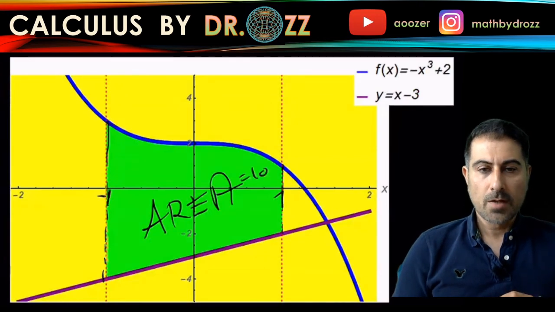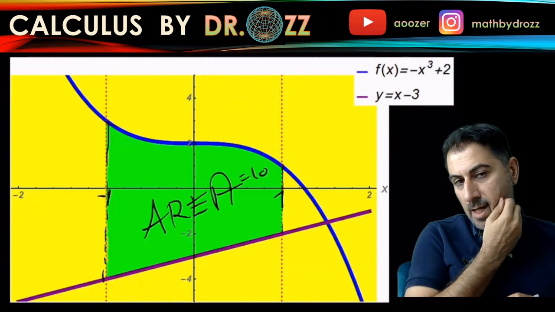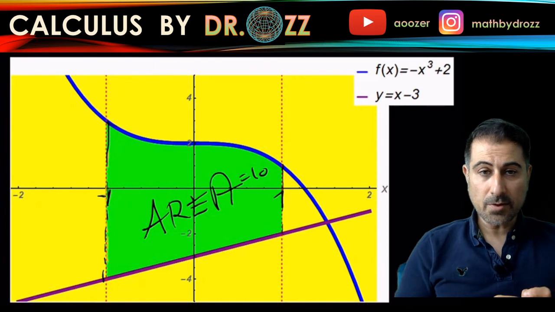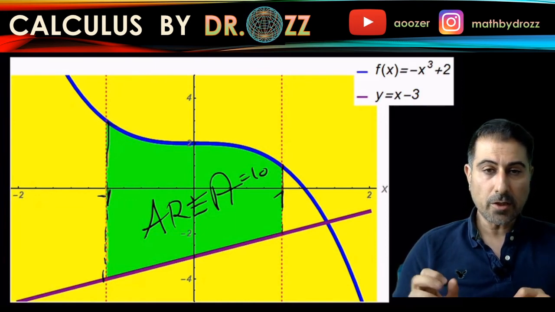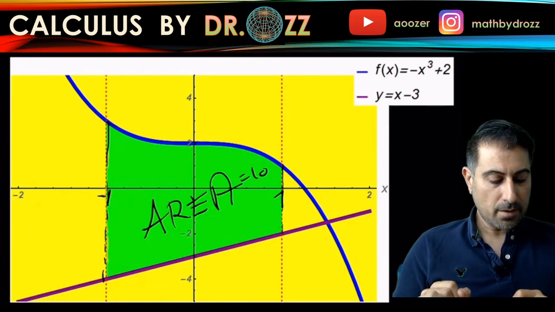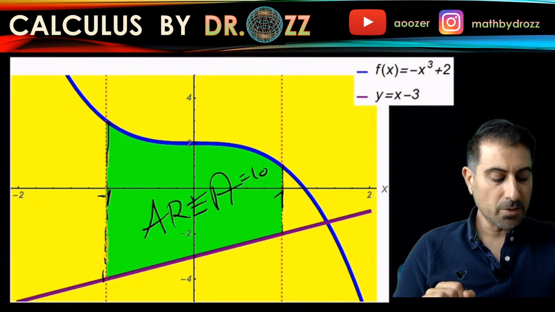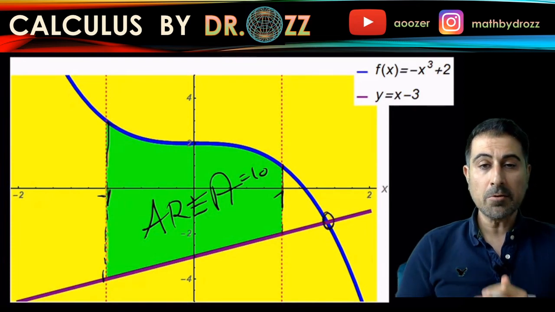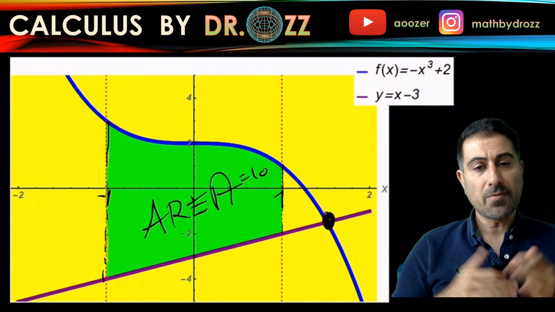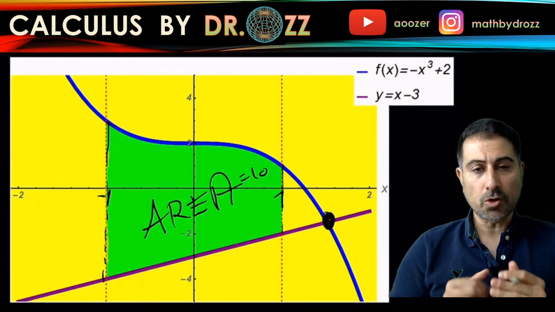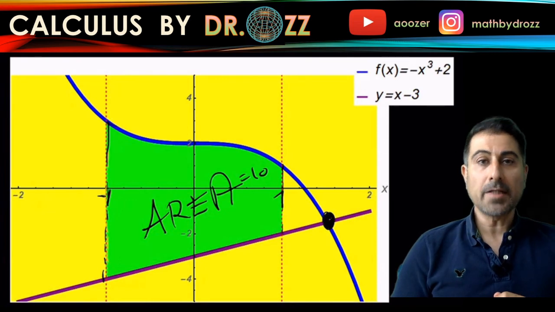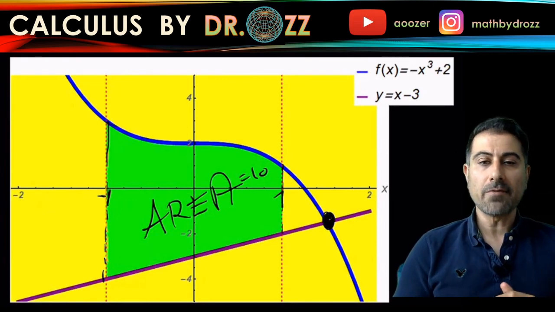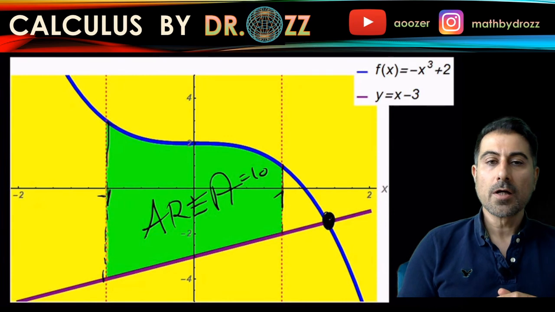This was a relatively easier question to start with because the blue and purple curves intersect each other right here, but that intersection is not included in the region. If that was included in the region, we would have had to find that intersection of the two curves. But in future videos, you will see examples of that sort taken care of.